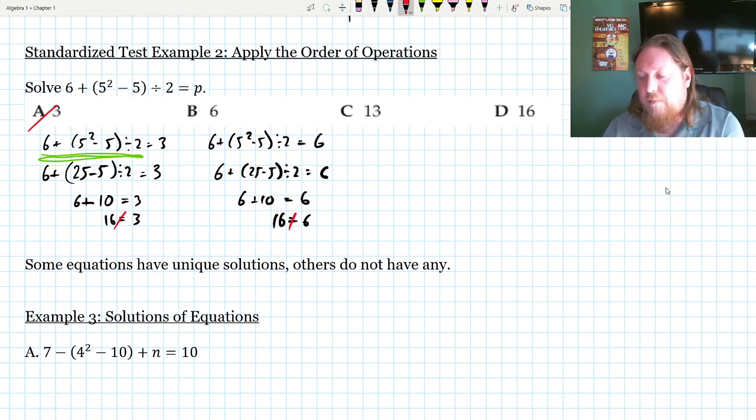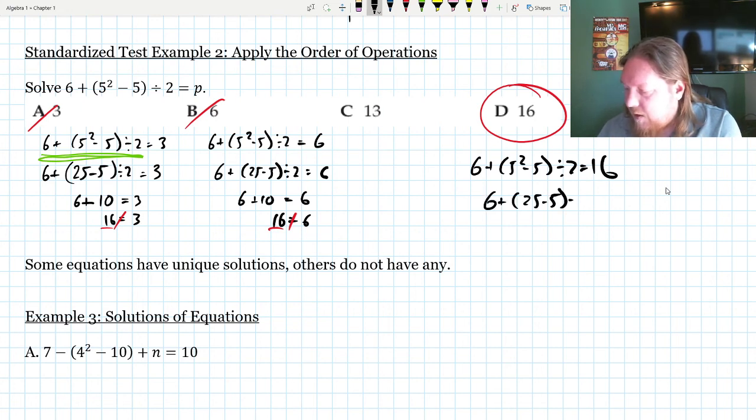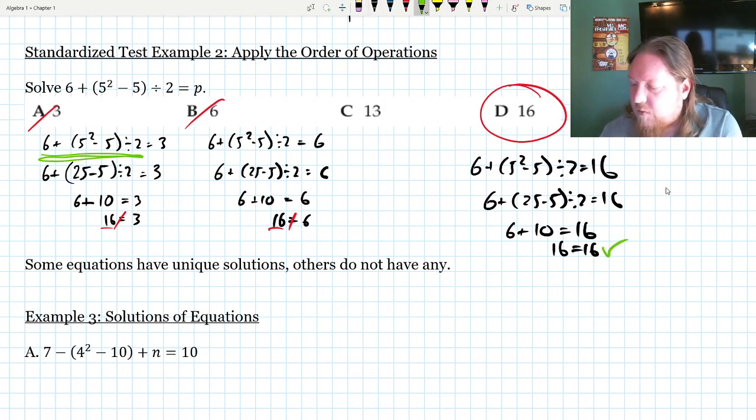Now, if you notice what's happening here, on the left-hand side, it's always going to be 16. Well, guess what the last answer is? 16. I should plug it in to double check. 6 plus 5 squared minus 5, divided by 2 equals 16. 6 plus 25 minus 5, divided by 2 equals 16. 6 plus 10 equals 16. Yes, 16 equals 16. That one checked out. So here my answer is P equals 16.